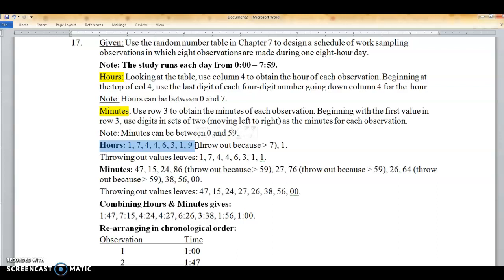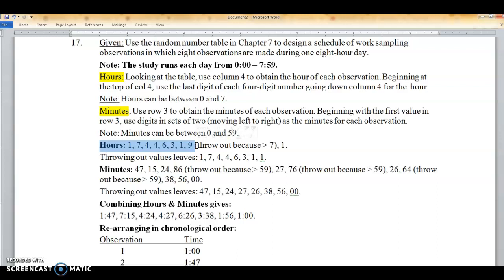In terms of minutes, they told me to use row 3 and to begin with the first value in row 3, use digits in sets of 2, moving from left to right as the minutes for each observation. So in row 3, again, this is a random number table, I'm going to start from the left to the right, and they're 4-digit numbers, and it told me to pick them in sets of 2. Keep in mind that minutes go from 0 minutes to 59 minutes. So the first one is going to be 47. The next one is going to be 15. The next one is going to be 24.